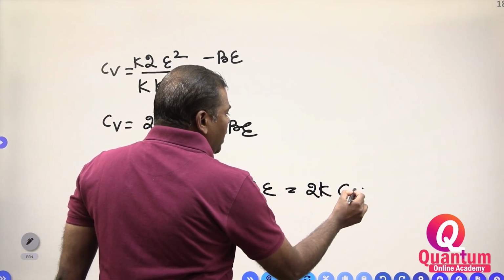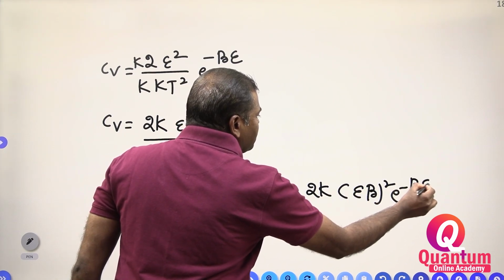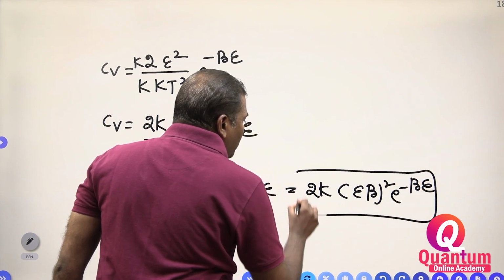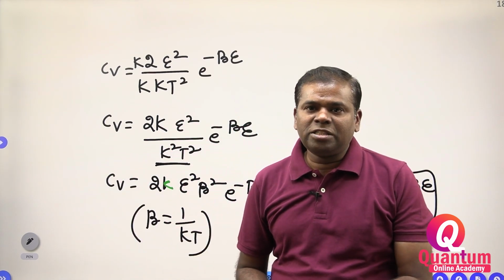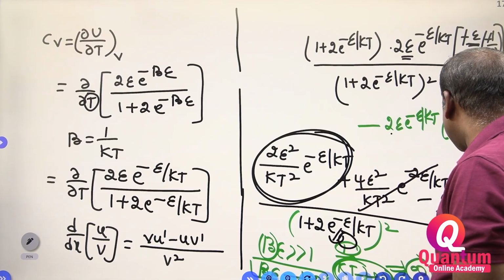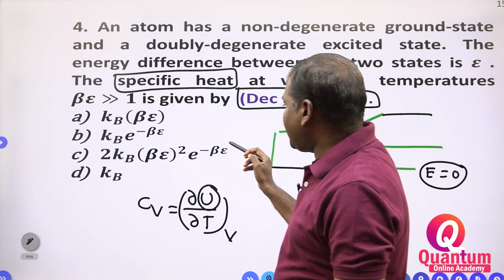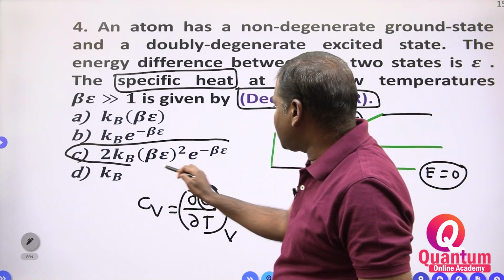2k into (E beta) whole square e to the power of minus beta into E. This is your correct option. This is the specific heat. Like this we have to solve because it is a 5 marks question. That's why the strength is there. How we have to calculate? What is your option? Option C is correct.